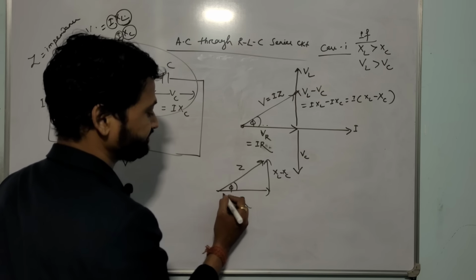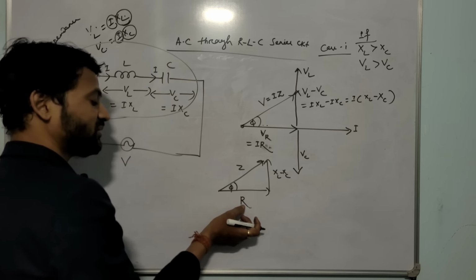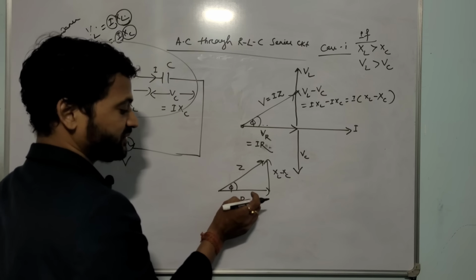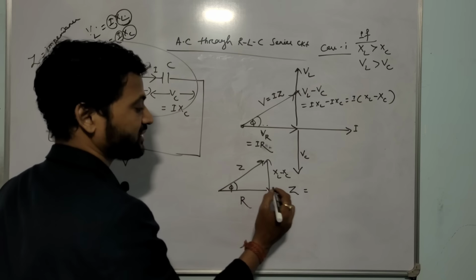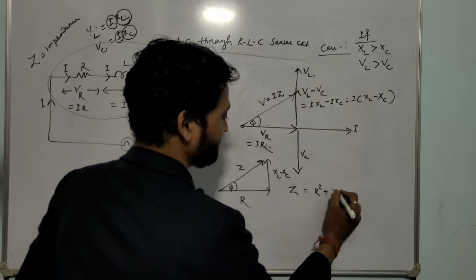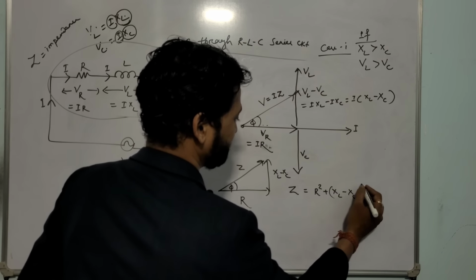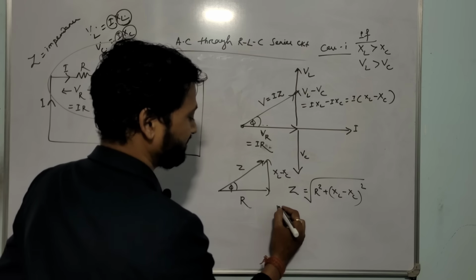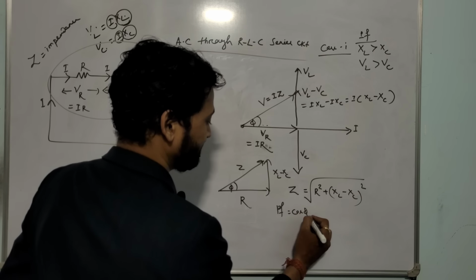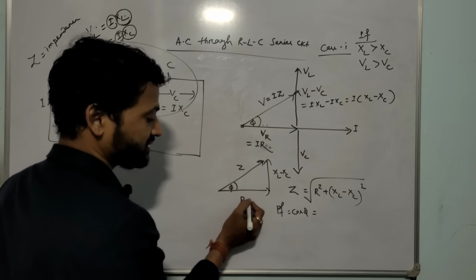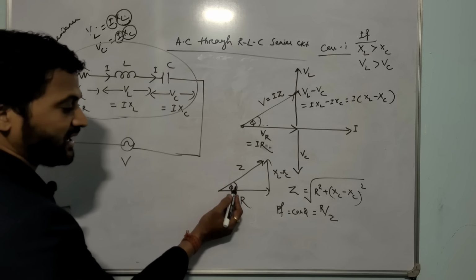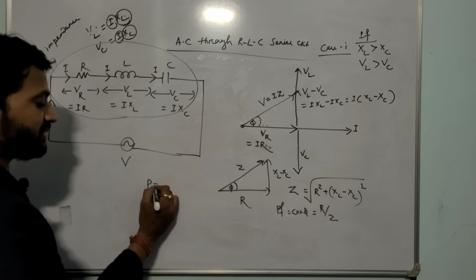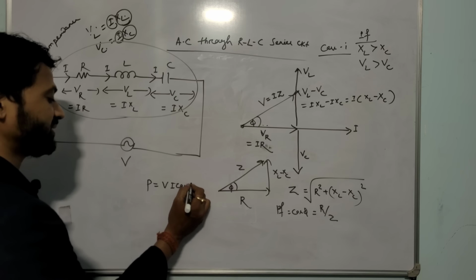This is the angle. So what will the angle be? The angle difference between R and Z. So what will be the expression of impedance? In the right angle triangle, Z is the square root of R square plus XL minus XC whole square. And what is the power factor? cos phi. What is cos phi? B upon H, that is R by Z. Since there is an angle, power will be VI cos phi.